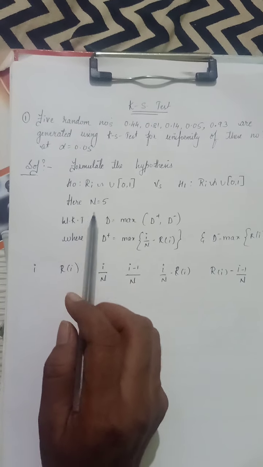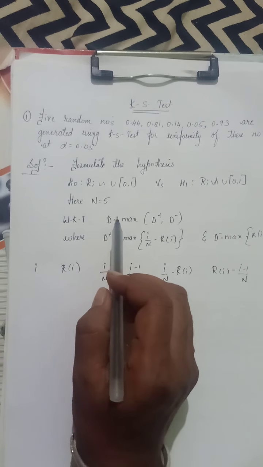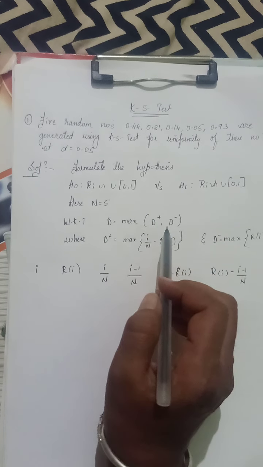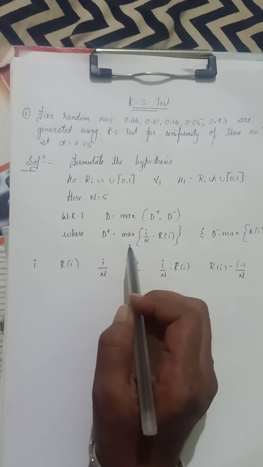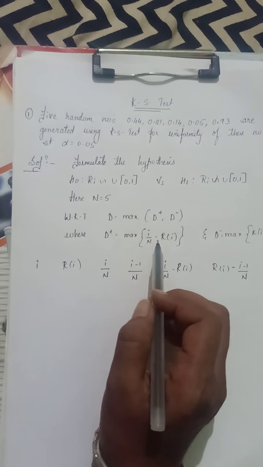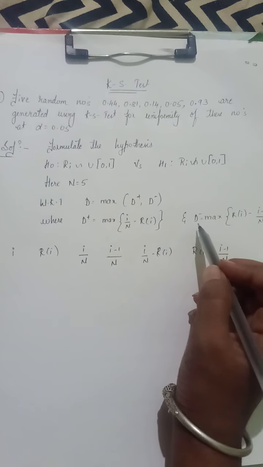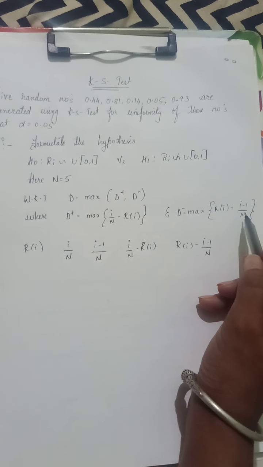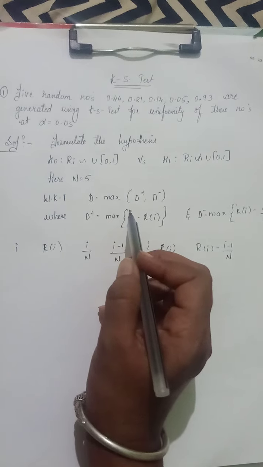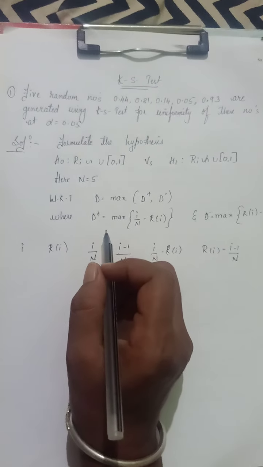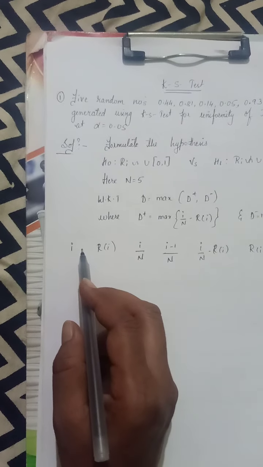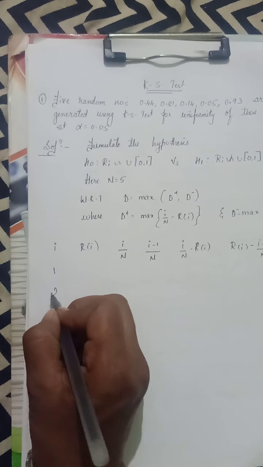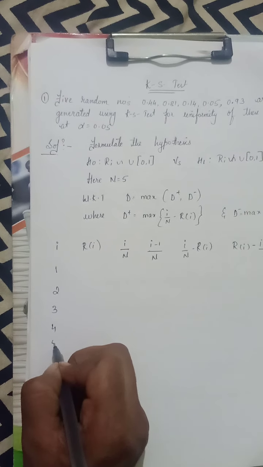So we know that to find the KS test, the D value is nothing but the maximum of D plus and D minus. D plus is the maximum of i by n minus R of i. And D minus is the maximum of R of i minus (i minus 1) divided by n. Now i is nothing but the iteration of the random numbers. So the i value goes from 1, 2, 3, 4 and 5.